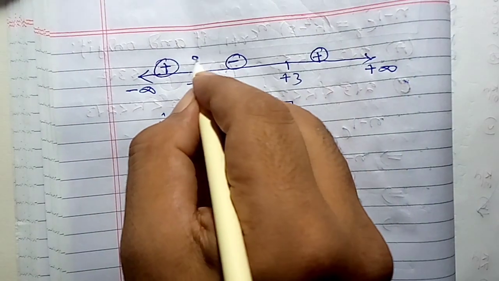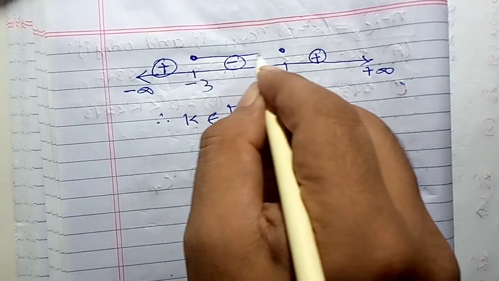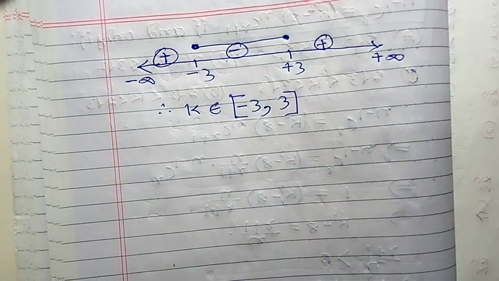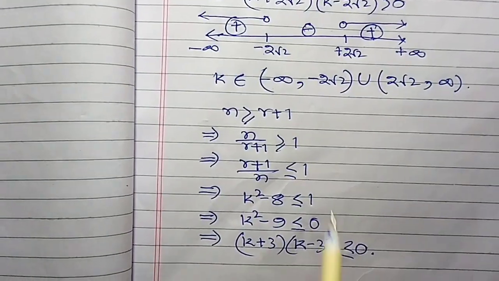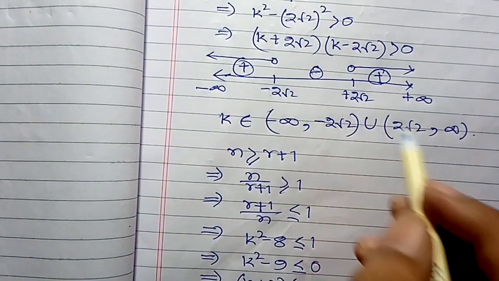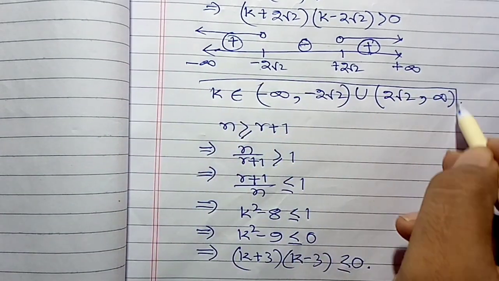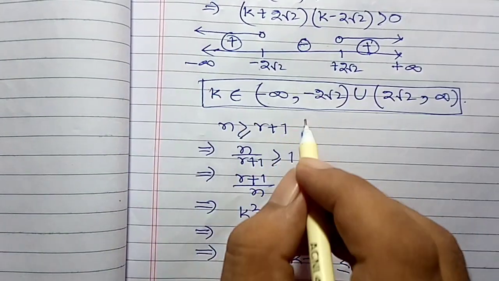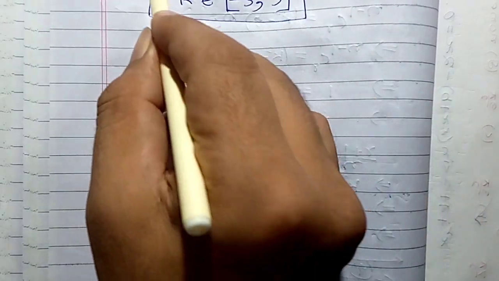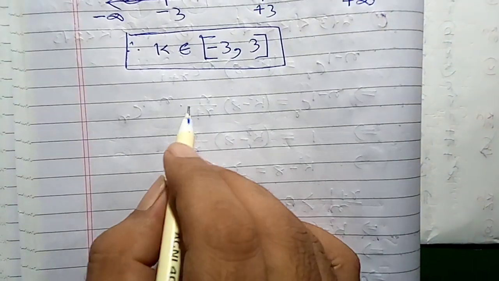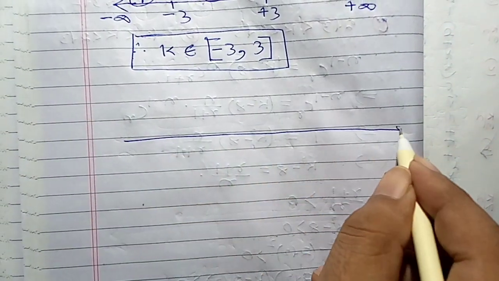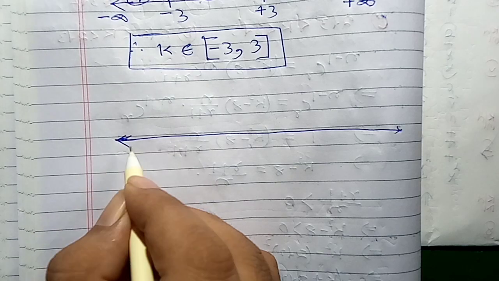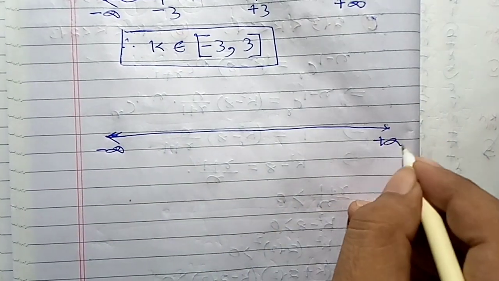Okay, included. Now the final answer will be the intersection of these solutions. We have to take the intersection of this and this. So what will we do? This is minus infinity, this is plus infinity.